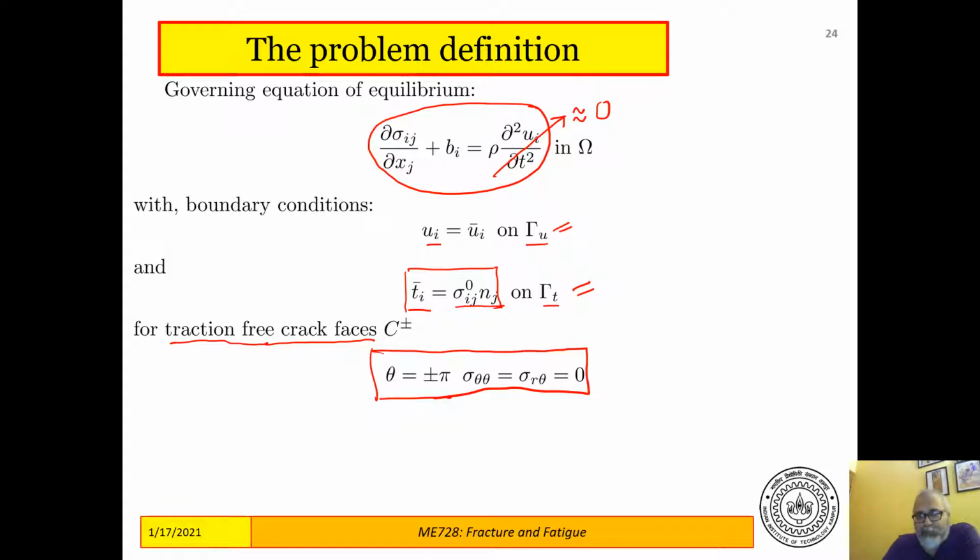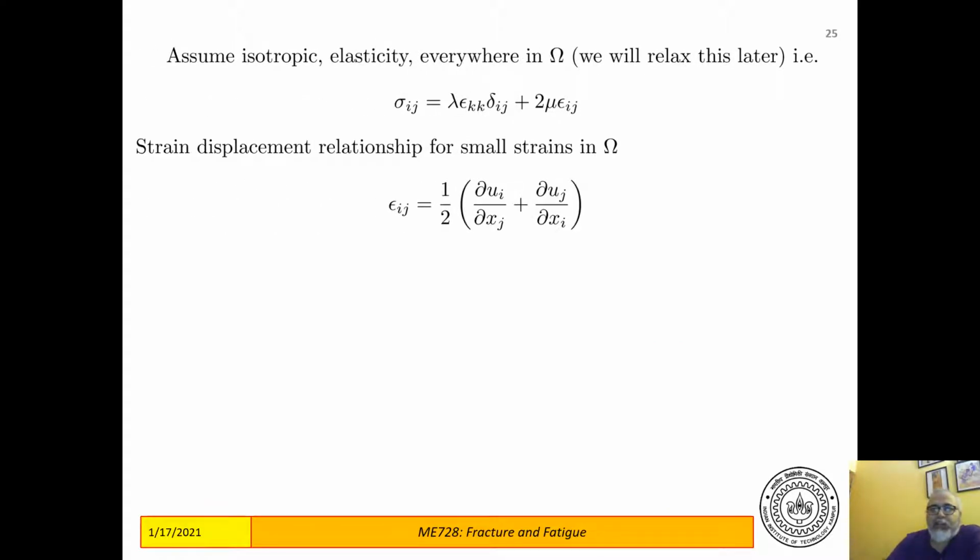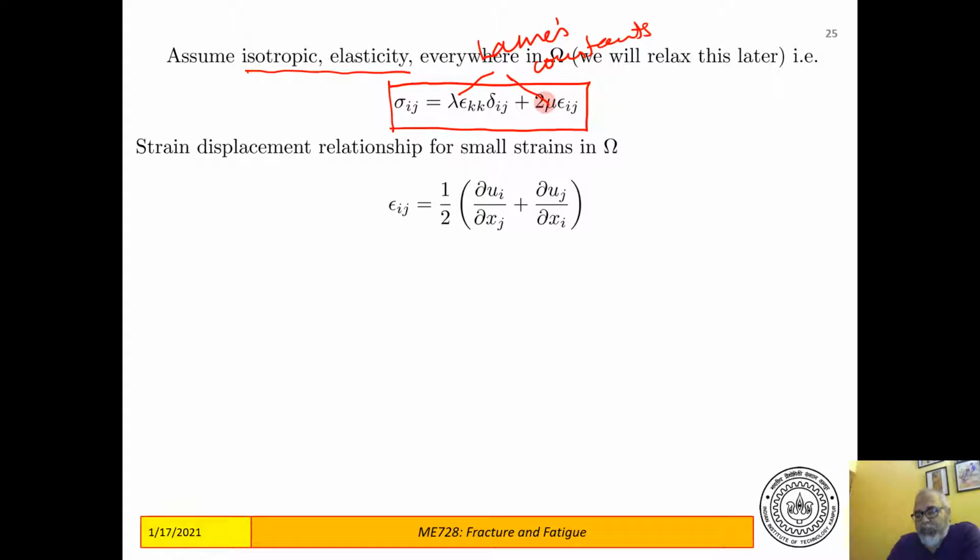So this is my problem definition, and then I am going to use isotropic elasticity, which means my stress strain relation is given by this. This is isotropic elasticity, and these two are the Lame's constants, which are again related to the elastic constants E and mu in the usual manner. Again, you should go back and look at the tables of the relations between the elastic constants for the isotropic solid to figure out how these are related to Young's modulus and Poisson's ratio.